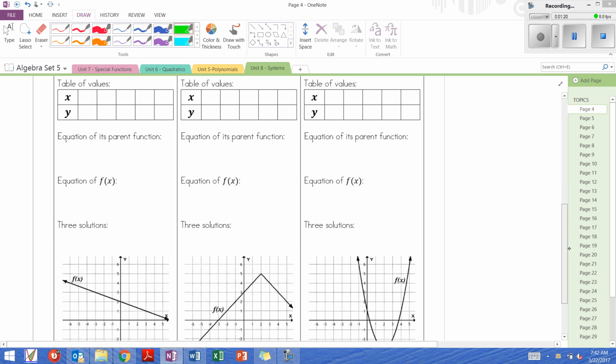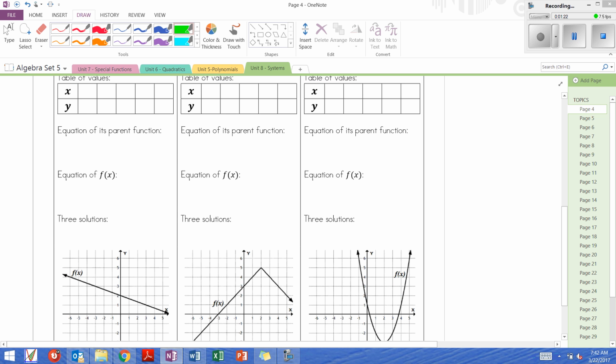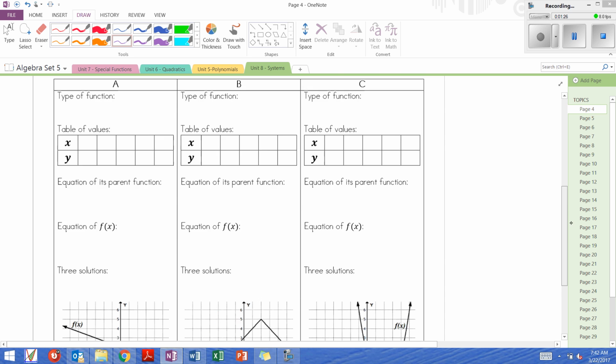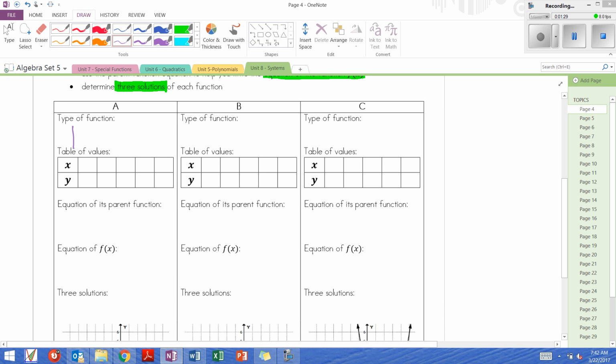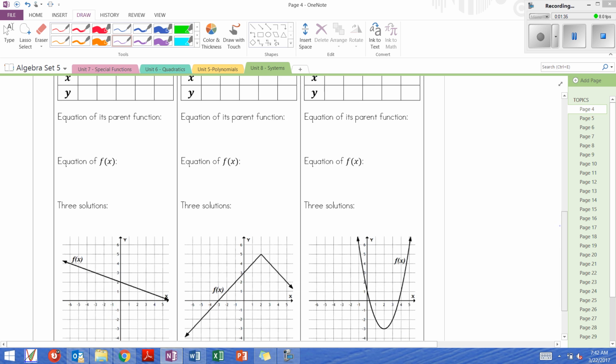Looking at A, it looks to me like a straight line, so you guessed it, we are looking at a linear function. Now let's get the table of values. What they want us to do is pull the points, and I shouldn't say all of the points, I'm just going to pick the points that have nice intersections, because then I don't have to play a guessing game of what the decimal actually is.